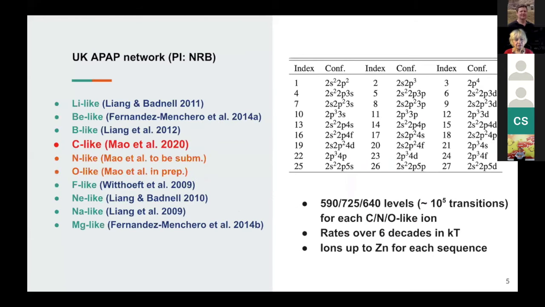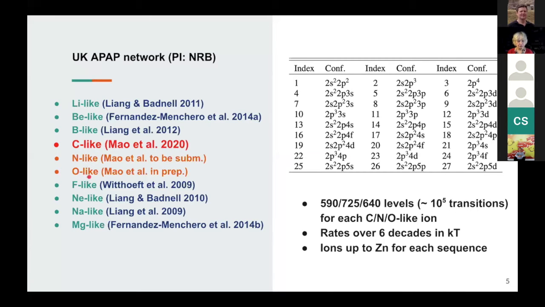So since 2009, the UK APAP network has been systematically producing electron-impact excitation R-matrix data for several isoelectronic sequences. Many of them are available on OpenADAS and have already been incorporated into the plasma codes. The first one is the fluorine-like one, the most recently published one is the carbon-like one, the nitrogen-like one will be submitted soon, and I'm doing the calculation for the oxygen-like one.